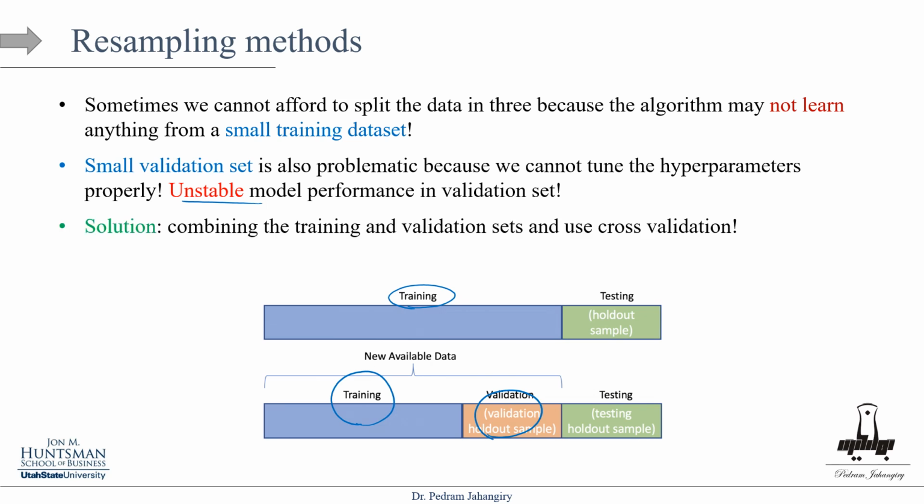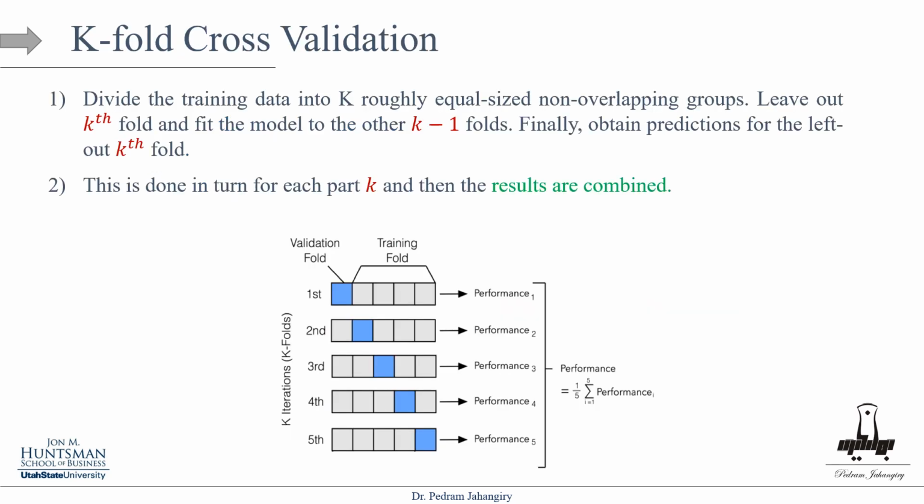So what is the solution? The solution is combining these two sets together and using a technique called cross-validation. Okay, so the most common technique for cross-validation is called k-fold cross-validation, and the idea is pretty straightforward. You're going to divide the train data into k roughly equal-size, non-overlapping groups, right? Let's say k is equal to 5 in this example.